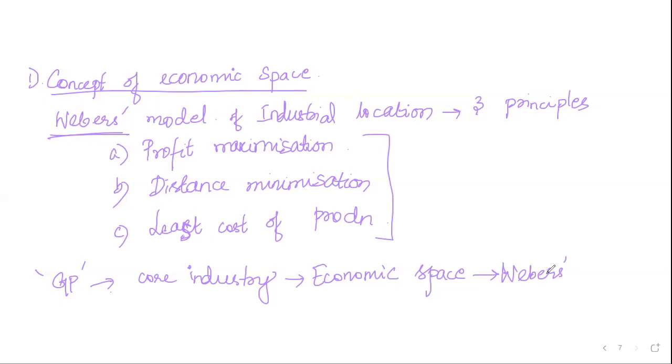Now, I cannot centralize this in any area, right? So in which area should I centralize my factors of production? That has been, in a way, indirectly decided by Weber's model of industrial location. So this is the concept of economic space as given in the Perroux model, GP model.